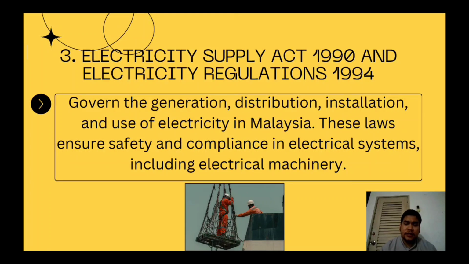Now the third legal compliance requirements: the Electricity Supply Act 1990 and the Electricity Regulations 1994, which govern the generation, distribution, installation and the use of electricity in Malaysia. These laws ensure safety and compliance in electrical systems, including electrical machinery.